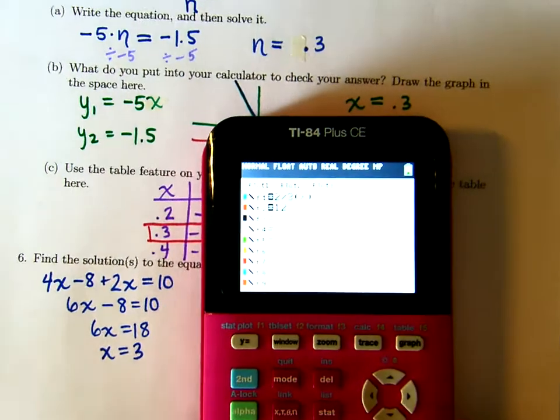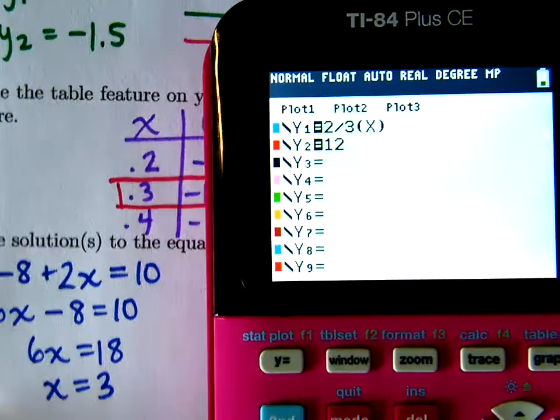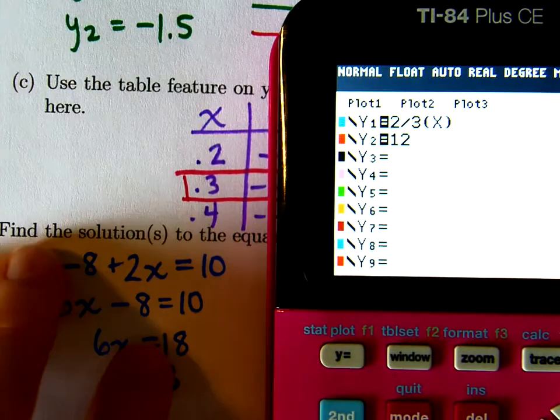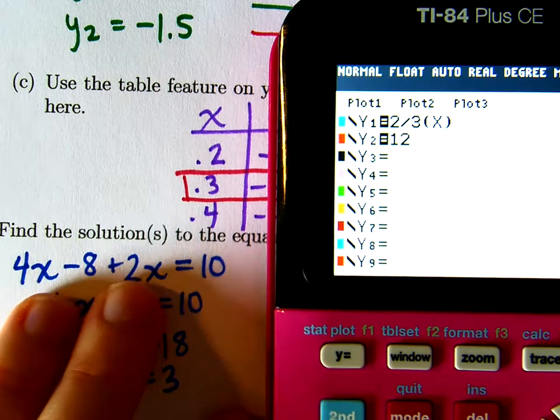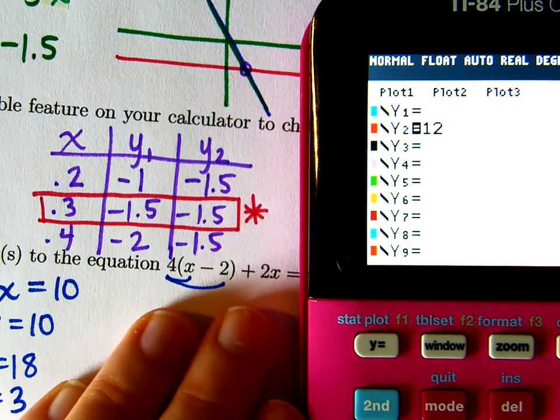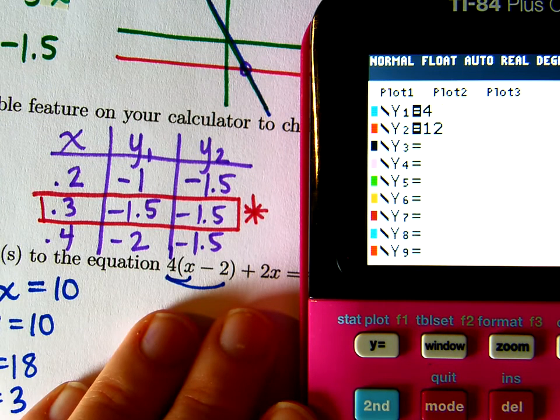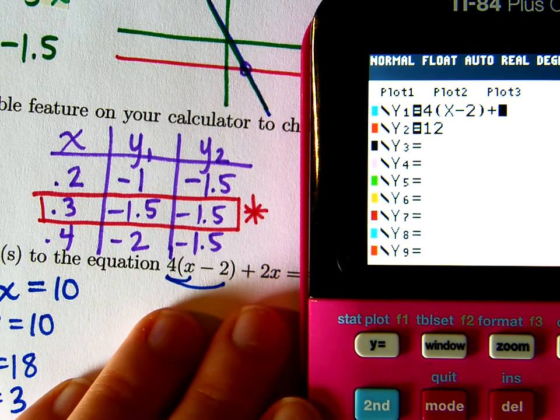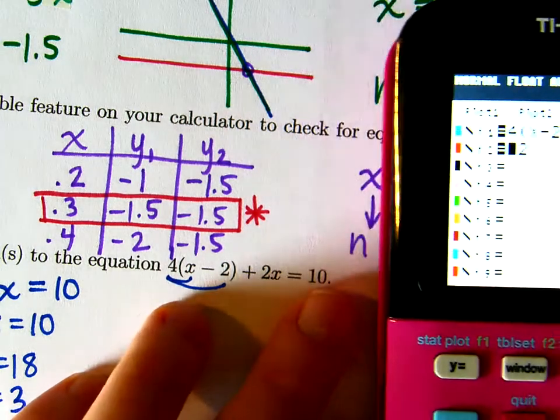Okay. So that means into y1, I'm not putting that, I could have made a mistake on that. I'm going to put this. So clear this. I'm going to put 4 parentheses x take away 2 parentheses plus 2 times x. And into y2, I'm putting 10.